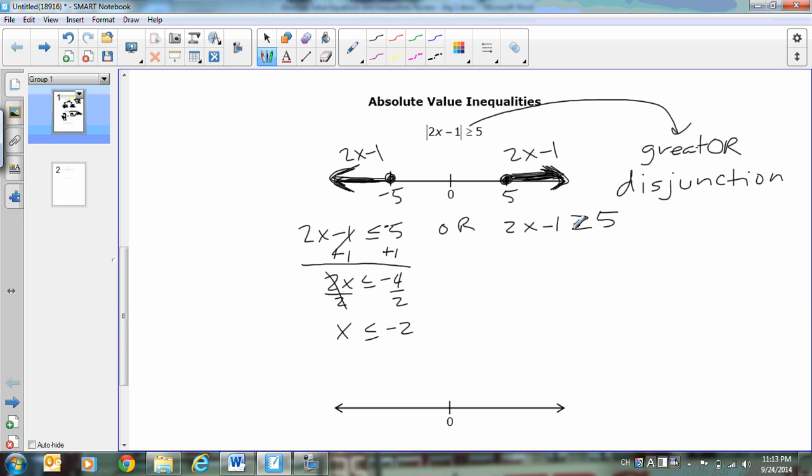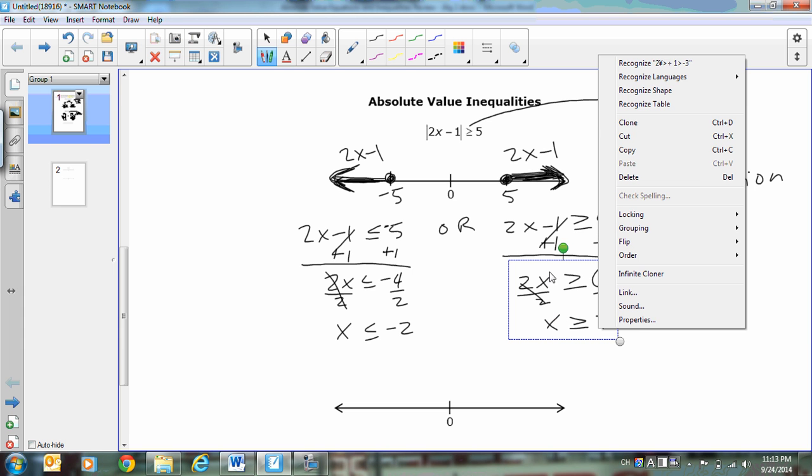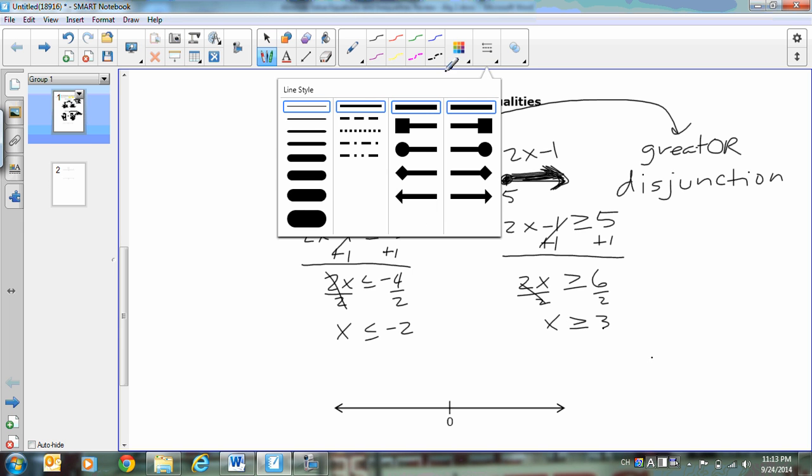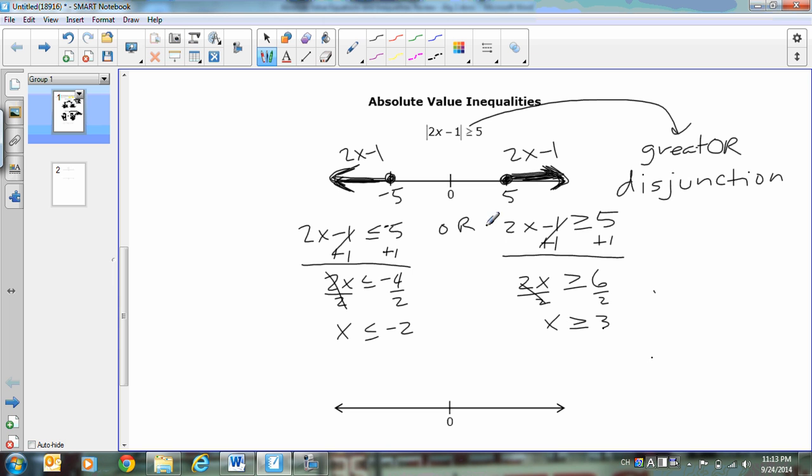But we still have to go back and solve this inequality. So follow the same steps. We're going to add 1 to both sides. And we get 2x is greater than or equal to 6. Divide both sides by 2. And we get x is greater than or equal to +3. Again, we divided both sides by a positive number, so we did not reverse that inequality sign.